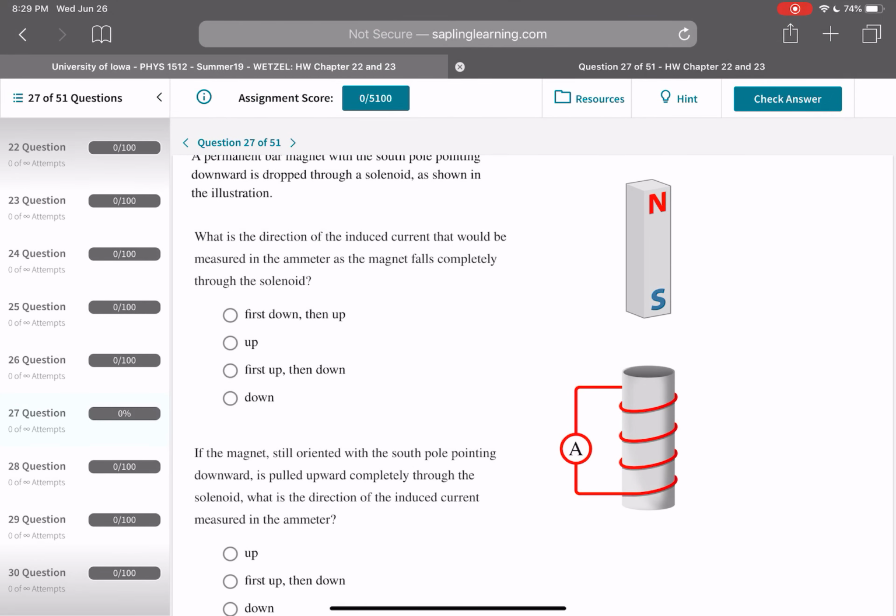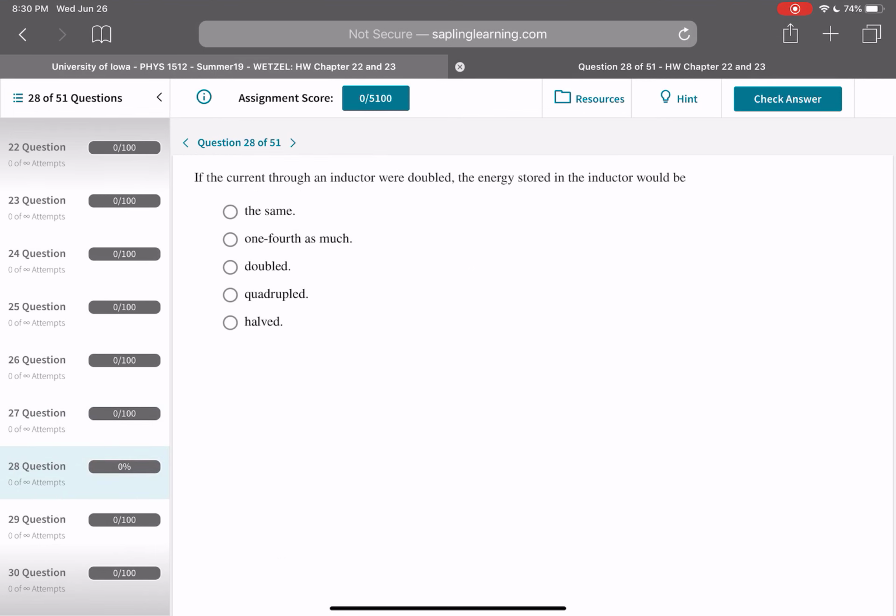So think about that. If the magnet, still oriented with the south pole pointing upward, is pulled completely downward through the solenoid, what is the direction of the induced current measured in the ammeter? What is the direction if the magnet, still oriented with the south pole pointing downward, is pulled upward completely through the solenoid? Okay, so now you're just pulling it up rather than pushing it down. So think about that. If the current through an inductor were doubled, the energy stored in the inductor would be, okay, so just take the equation for energy stored in an inductor, double the I, and see what you get on the other side of that.